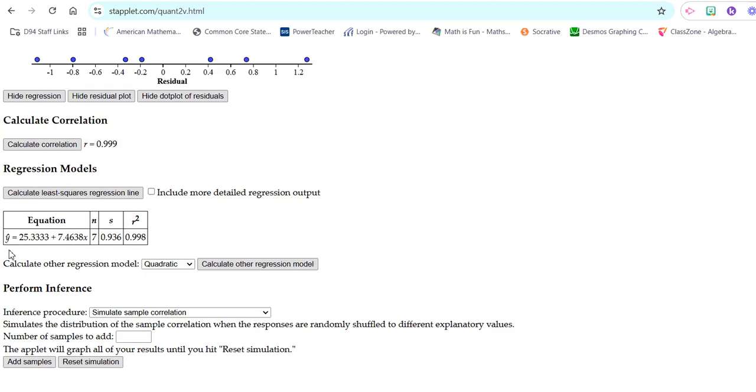And so here is the equation. We can see it is in slope-intercept form. When we do our statistical analysis with the statplet, though, notice how they put your y-intercept first and your slope second.